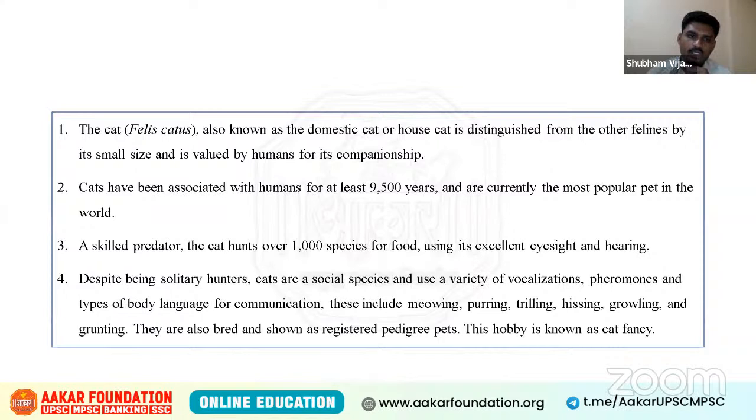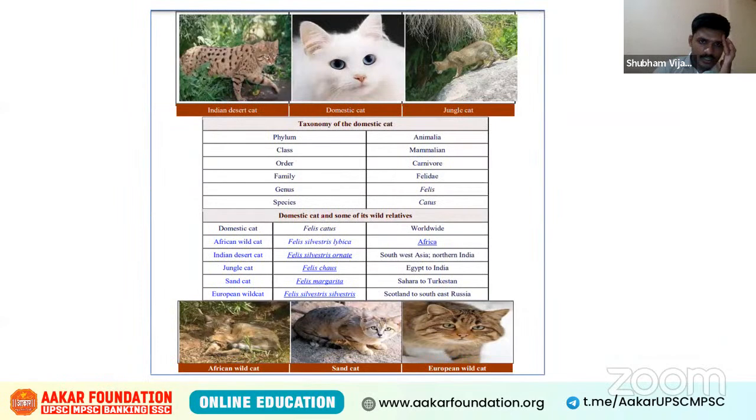These are also bred and shown as registered pedigree pets, in the way of dogs. And keeping cats as a companion animal, this hobby is called cat fancy. Okay, cat fancy. Here we'll take some brief information and types of cats, although they are not so important from our exam point of view, as dogs are most important.